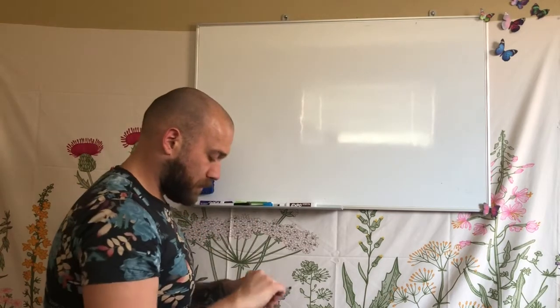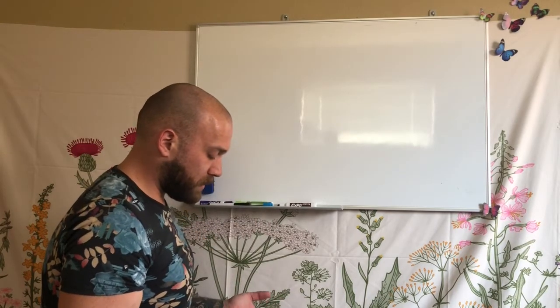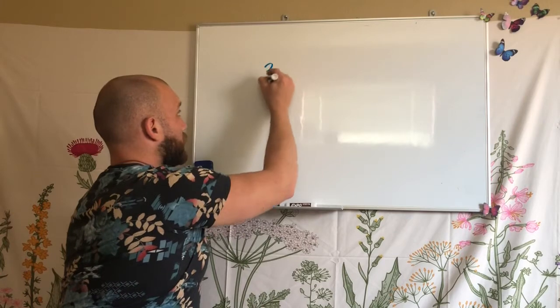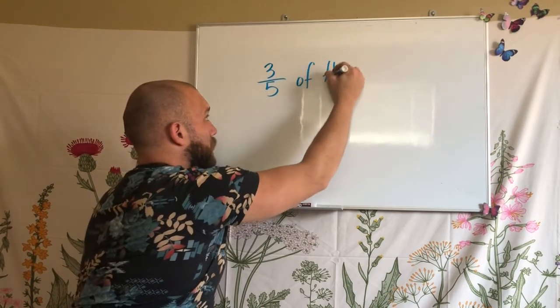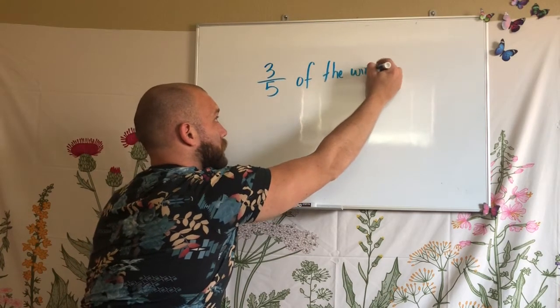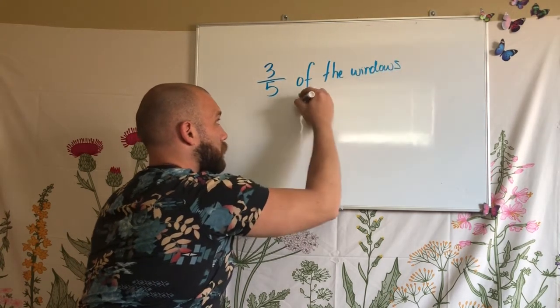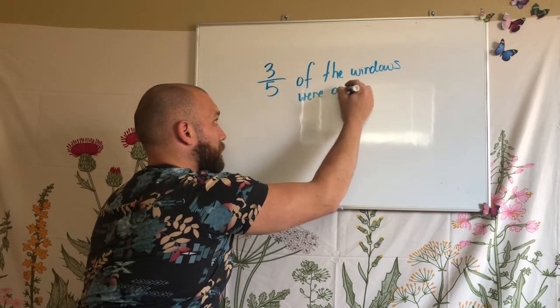So, moving into sentences, parts of a group. Here is what I'm talking about. 3/5 of the windows were open.